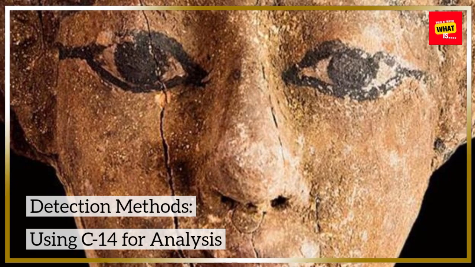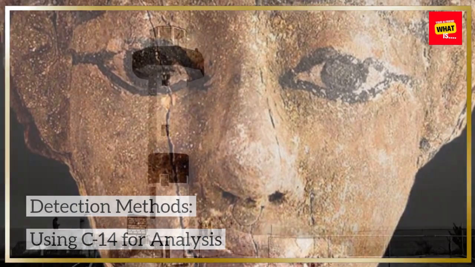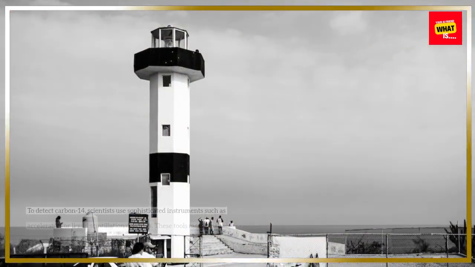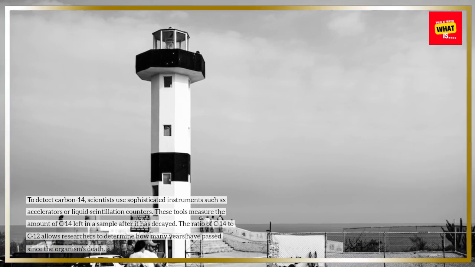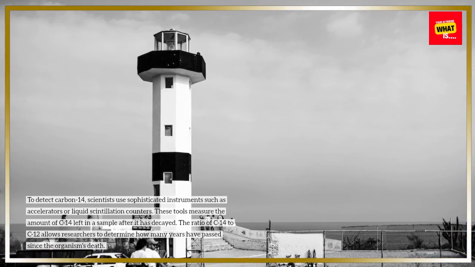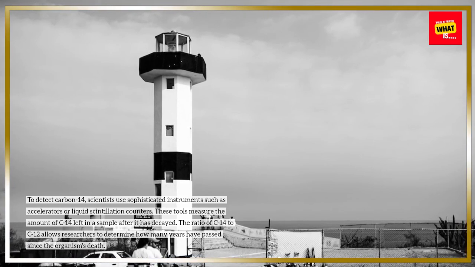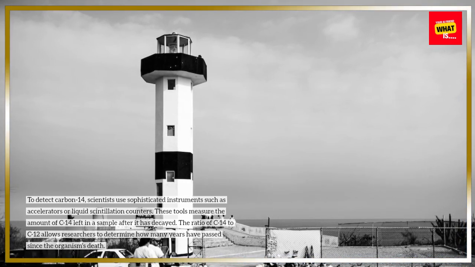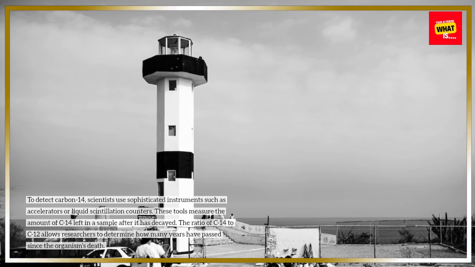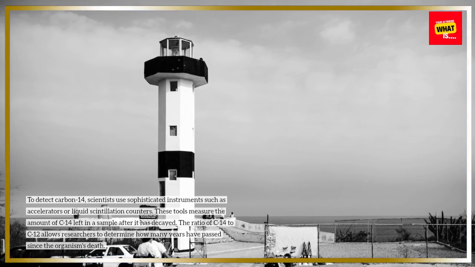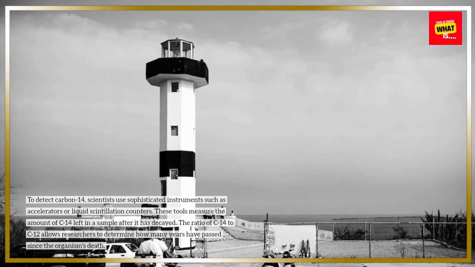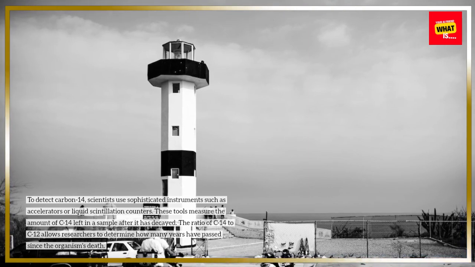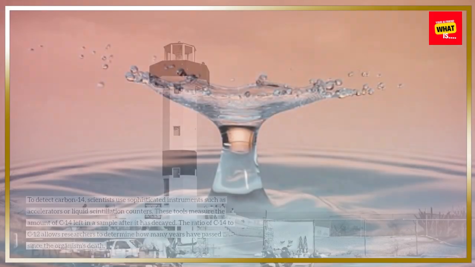Detection methods. Using C14 for analysis. To detect carbon-14, scientists use sophisticated instruments such as accelerators or liquid scintillation counters. These tools measure the amount of C14 left in a sample after it has decayed. The ratio of C14 to C12 allows researchers to determine how many years have passed since the organism's death.